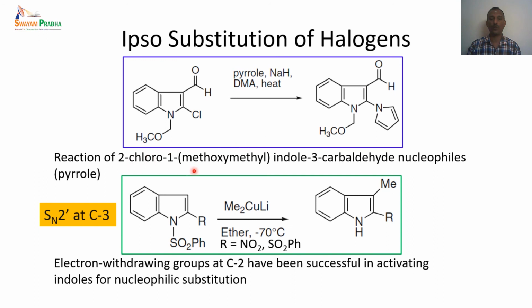The reaction of 2-chloro-1-methoxymethyl indole-3-carboxaldehyde, where the nucleophile is the pyrrole, gives the nucleophilic ipso attack, and it also undergoes an SN2 prime reaction at the C3 position. When an electron withdrawing group is present at the 2 position, this activates the 3 position for nucleophilic substitution. So dimethyl copper lithium reagent introduces a methyl group on this particular indole.